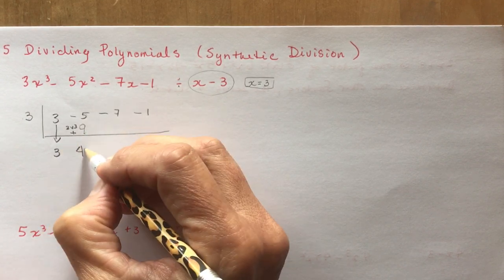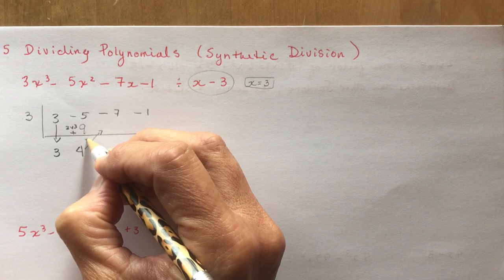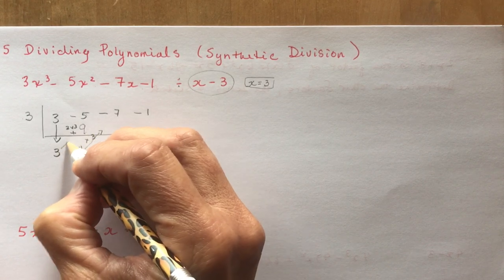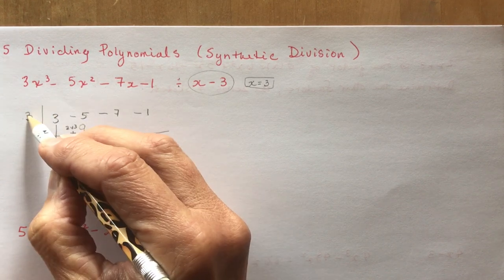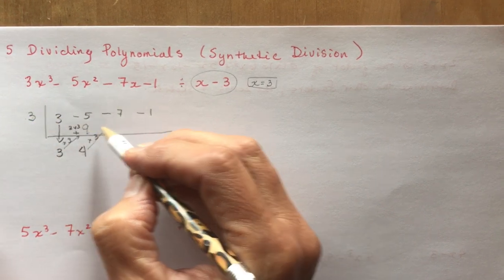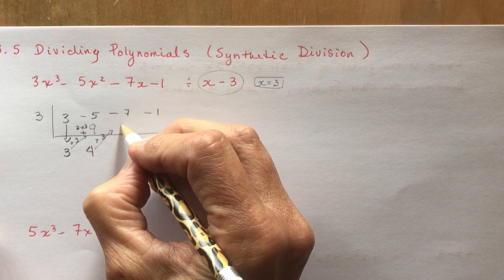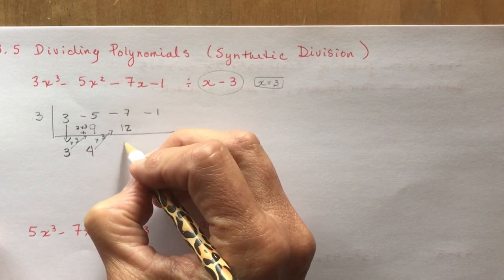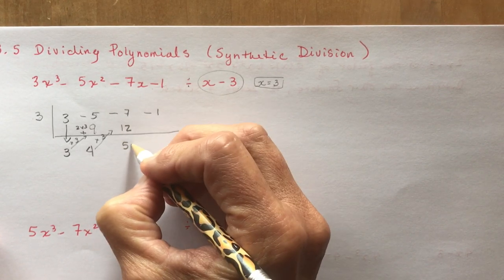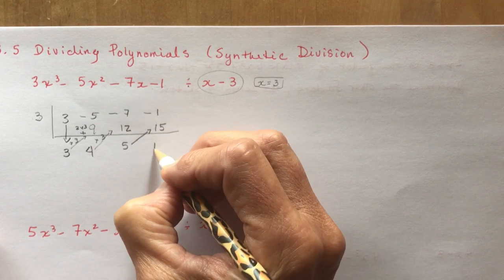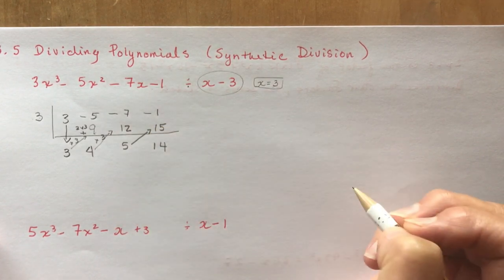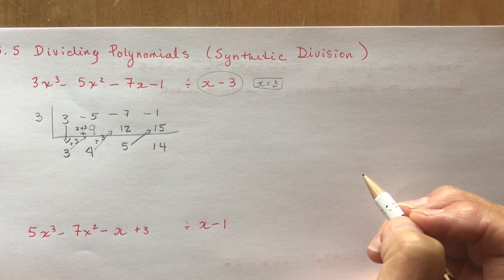And now I do the same thing again. I'm going to do 4 times 3. I guess I could put that one here too, 3 times 3. So I'm going to do 4 times 3, so still times this one. 4 times 3 is 12. And now I add them together and I get 5. And I do 5 times 3 is 15. And I add them together and I get 14. So now I'm finished the dividing.